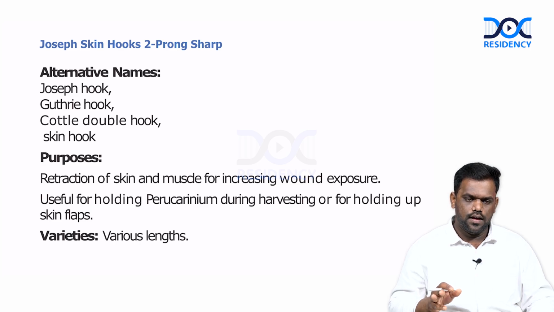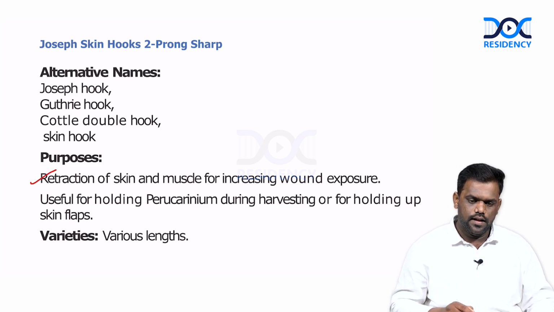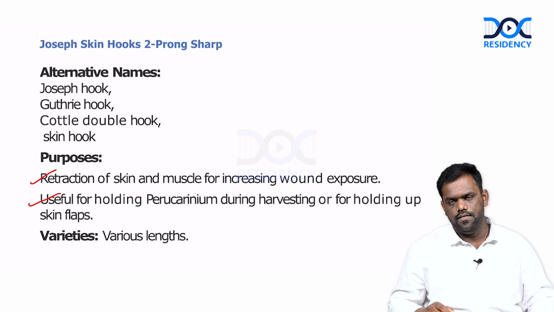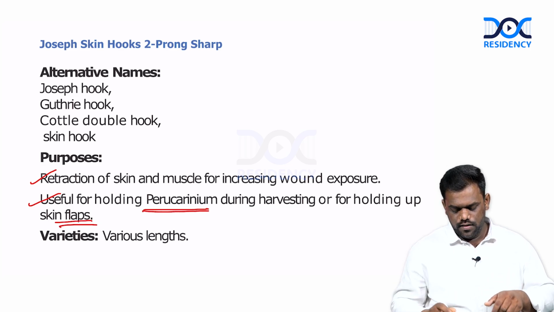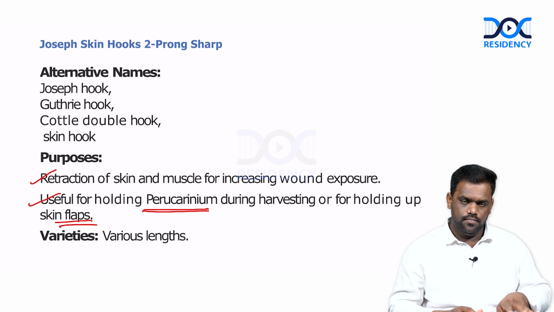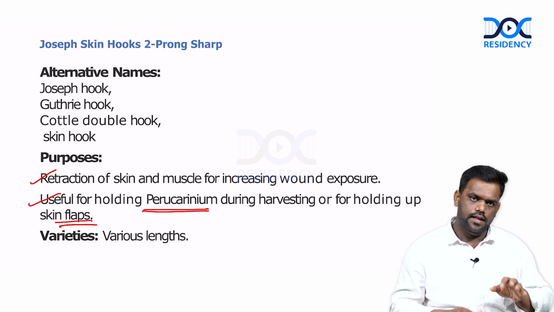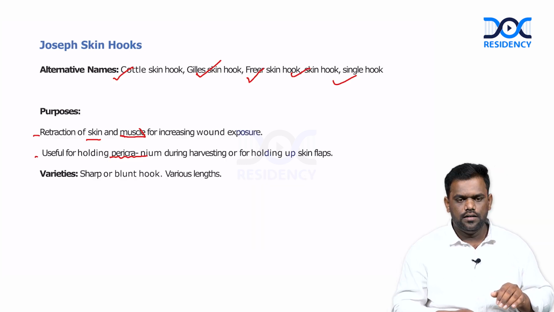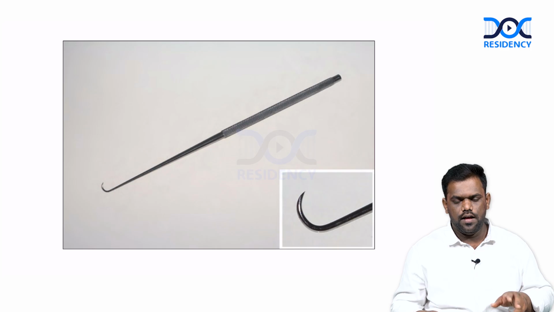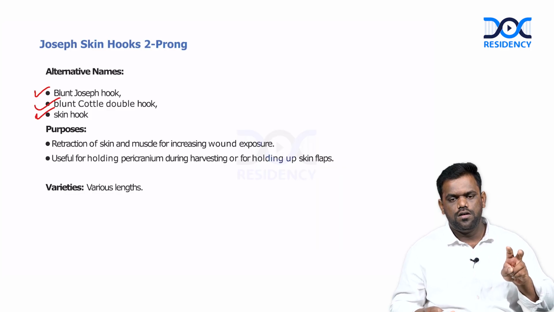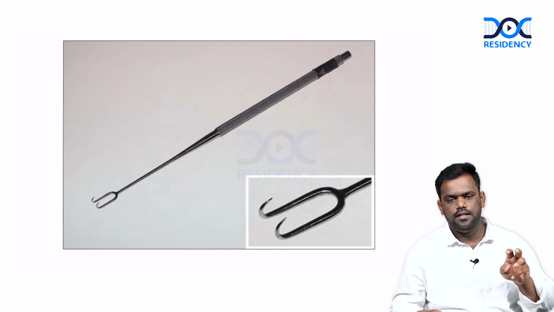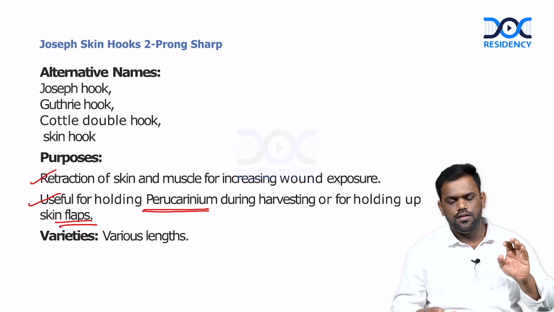Skin hook. This is mainly for the retraction of the skin or muscles for increasing wound exposure. It is also useful for holding the pericranium during harvesting or holding up the skin flaps. In Joseph skin hooks you have seen 3 types. One is a normal Joseph skin hook with a single hook only. Another is a double hook with blunt prongs, and this is a double hook with sharp prongs.